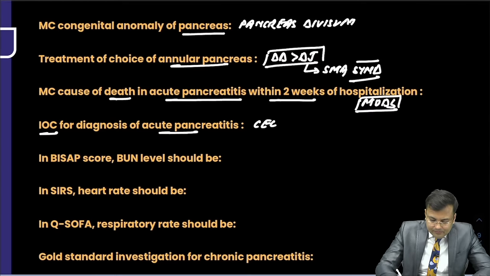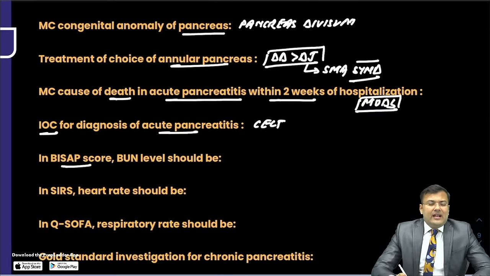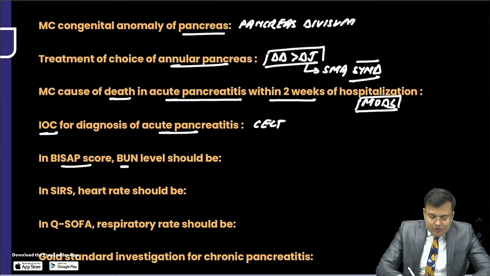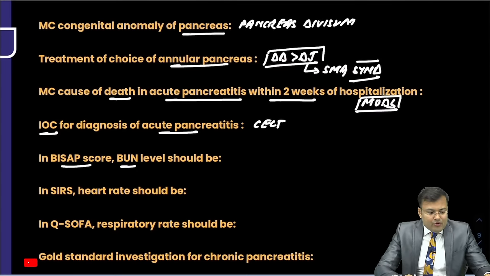Next question. In BISAP score, bedside index for severity of acute pancreatitis, blood urea nitrogen level should be how much? Level of blood urea nitrogen. How much? Tell me, guys. How much should be blood urea nitrogen level? Tell me.